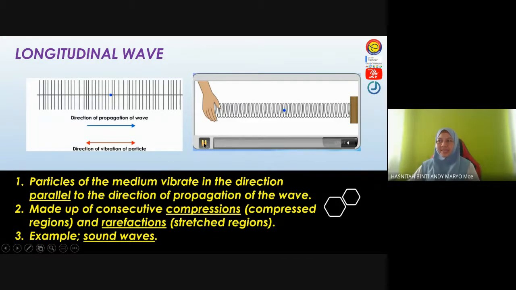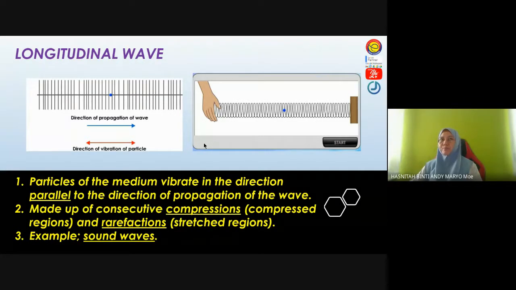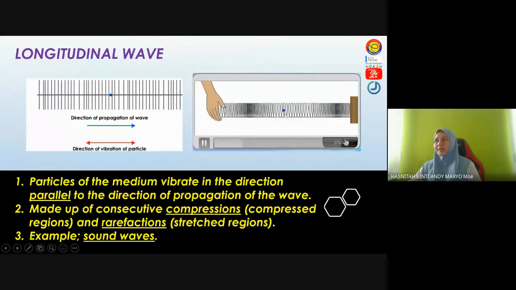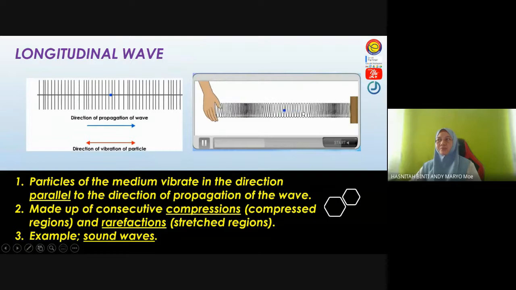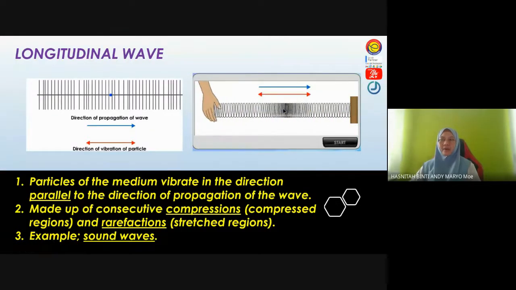Again, by using the slinky spring, we also can produce longitudinal wave. Okay, now we move the spring back and forth. Kita gerakkan dia ke depan dan ke belakang. Okay, so the blue dot represent the particles of the spring. So you can see it move to the left and to the right, to back and front. And the direction also moving in the same way, parallel to the blue dot. So this is what longitudinal wave is.